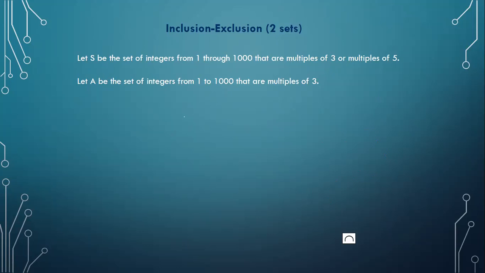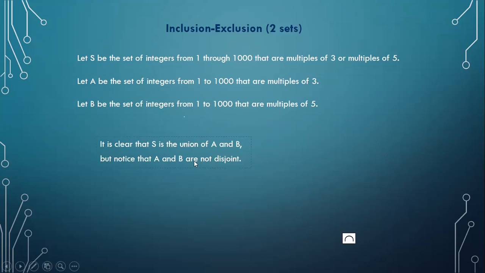We will divide the problem in such a way that we will first consider multiples of 3, and then multiples of 5, and we will remove the elements which are both multiples of 3 and 5, such as 15, 30, 45, etc. Those elements will be counted twice. For that reason, we have to remove the intersection part. So let B be the set of integers from 1 to 1000 that are multiples of 5.